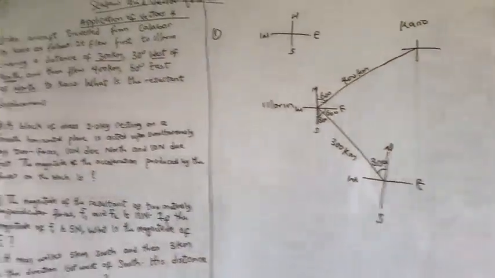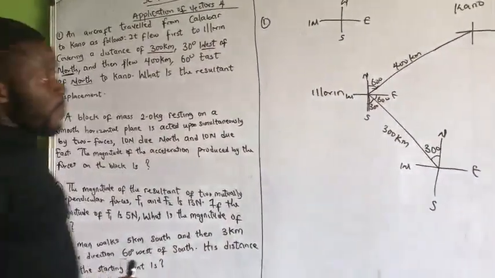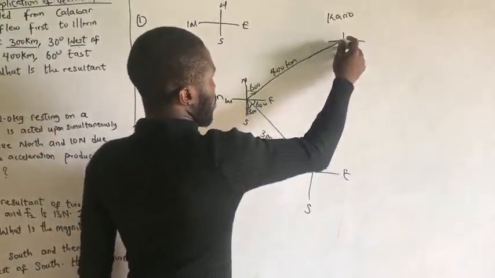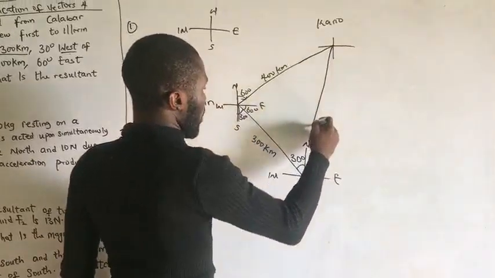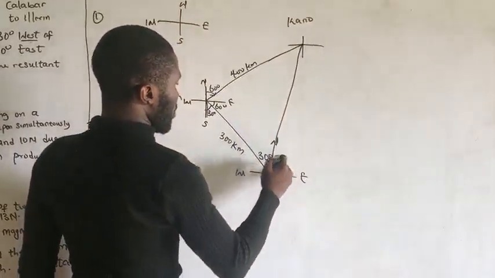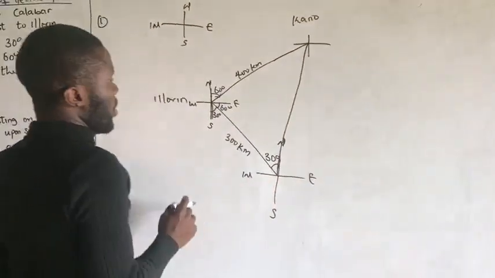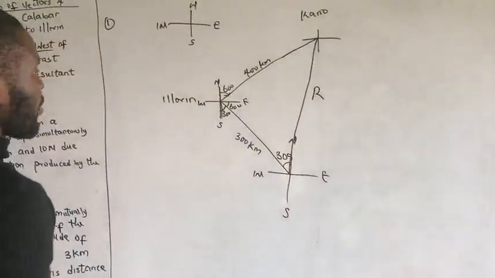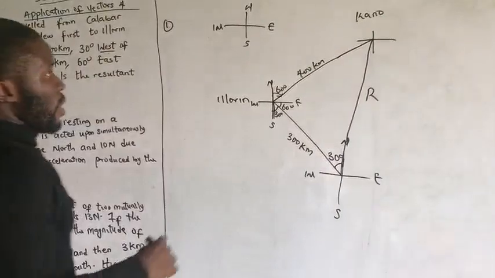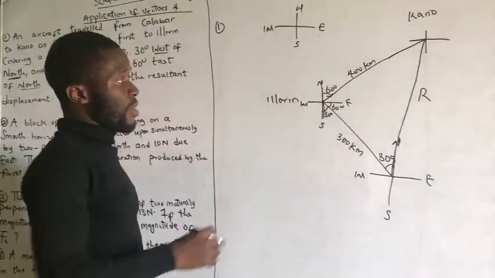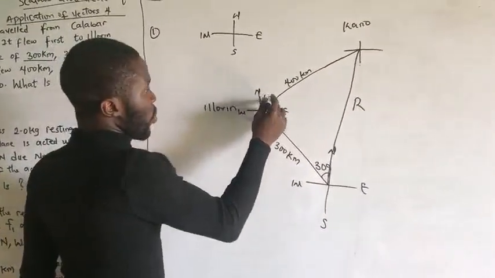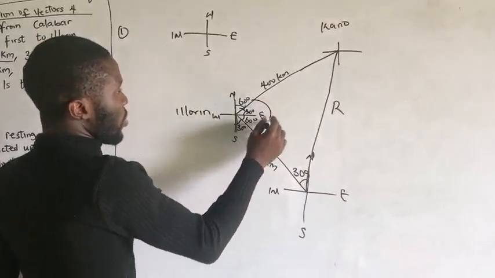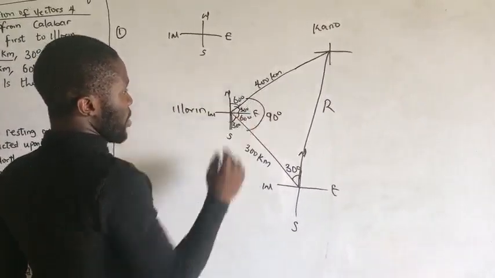So, what is the resultant displacement? We are going to find the resultant displacement. So, we look for our displacement. Now, this is our resultant displacement. How do we find it? We cannot use Pythagoras theorem in this case. Now, if this is 60 degrees, and this whole thing is 90 degrees, then this is 30 degrees, so that this whole thing now will be 90 degrees.